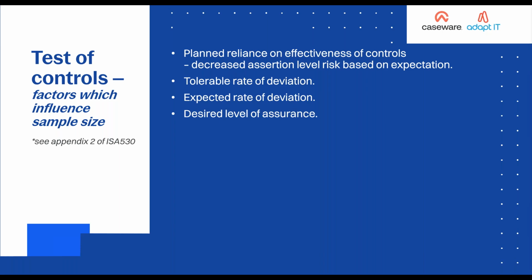Then a tolerable rate of deviation, again, like your sampling from before, and the expected rate of deviation is how wrong do we think we are going to be? How many times do we think the client would not have done this? And then the desired level of assurance. How badly do we need to rely on this to get sufficient audit evidence?